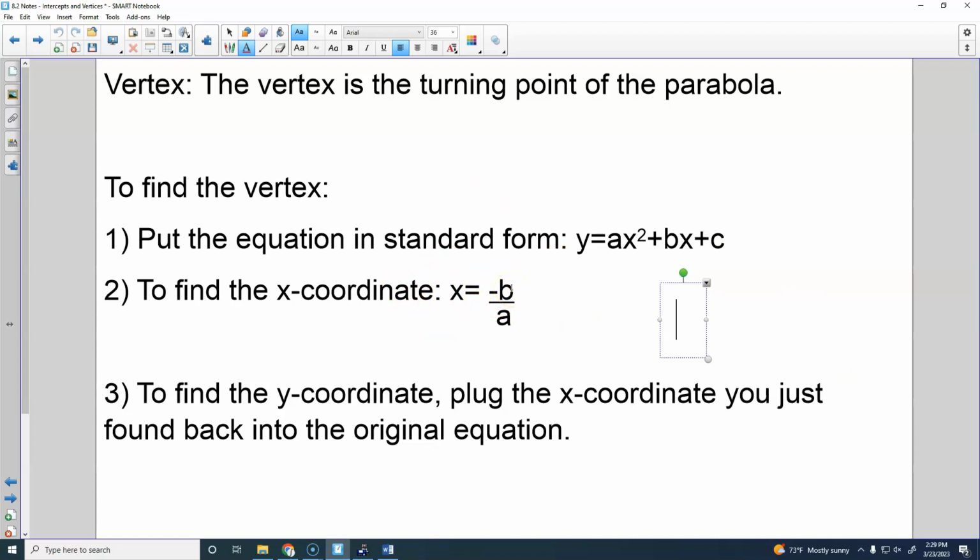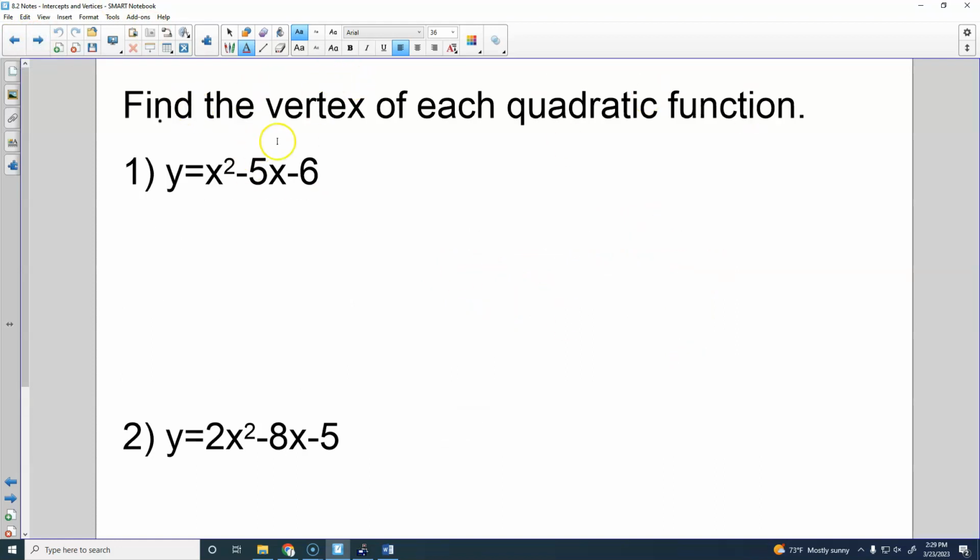And then just like we did on the last problem, whenever you want to find the y coordinate that goes with that, you just plug that back into the original equation. Okay, so let's look. That may seem a little bit complex because of these variables here, but it's really not. So let's look at a problem. Okay, we're going to find the vertex of y equals x squared minus 5x minus 6. Okay?